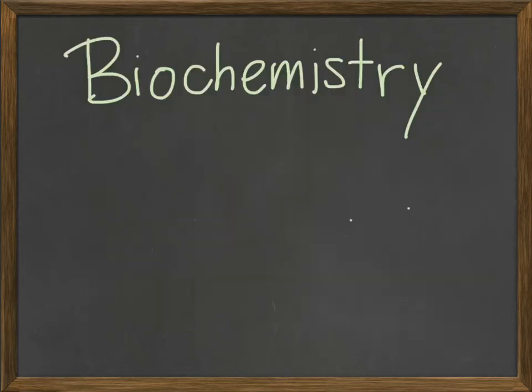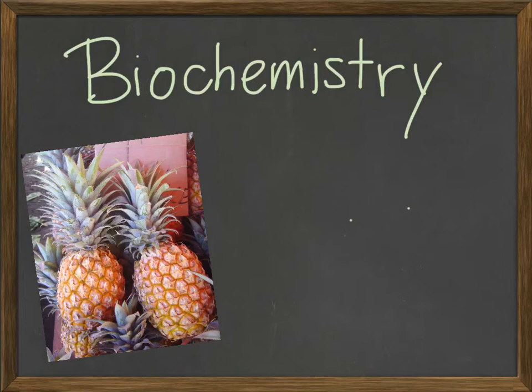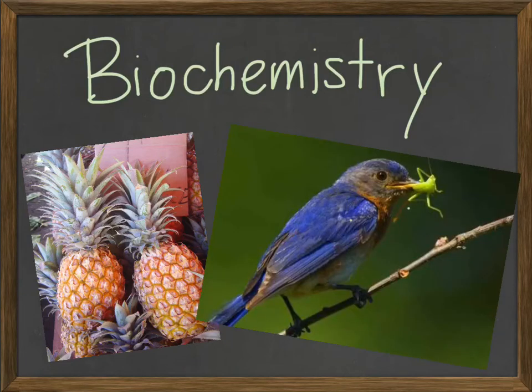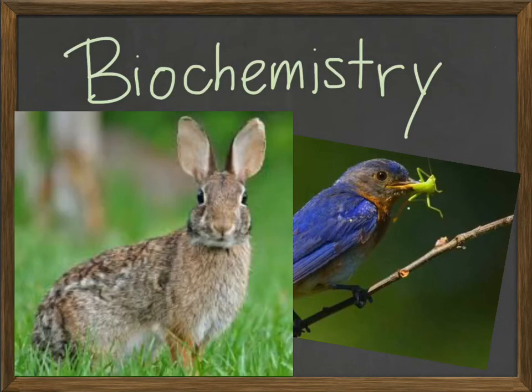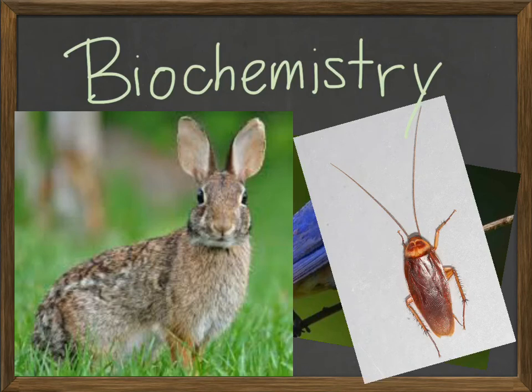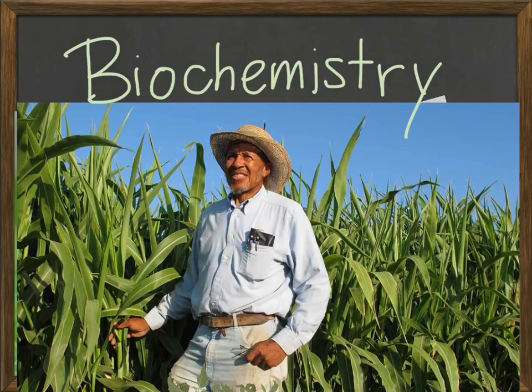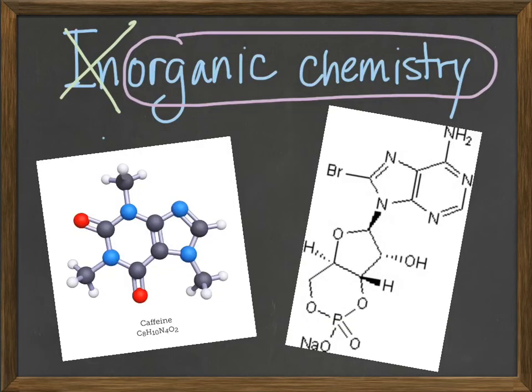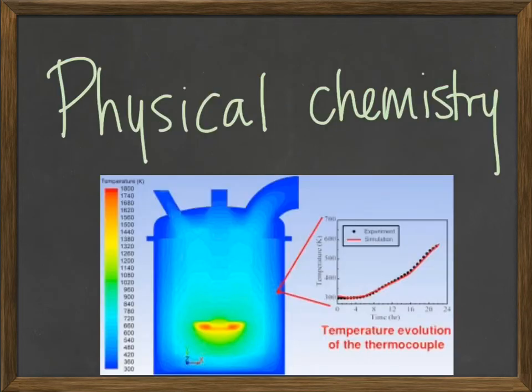Biochemistry is the study of the chemical processes that occur in living things, from pineapples to parrots. I know it's not a parrot. From rabbits to roaches, but most especially in humans, one of our favorite carbon-based life forms. Because these biochemical processes are happening in carbon-based life forms, which all life on this planet is, you might suspect that there's some overlap with organic chemistry. And boy, you'd be right.